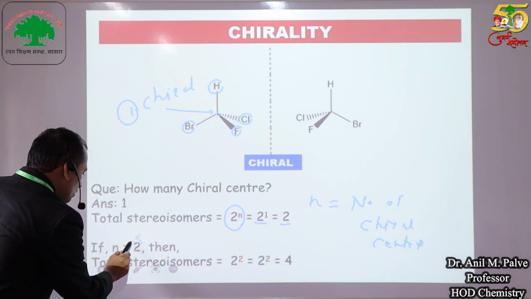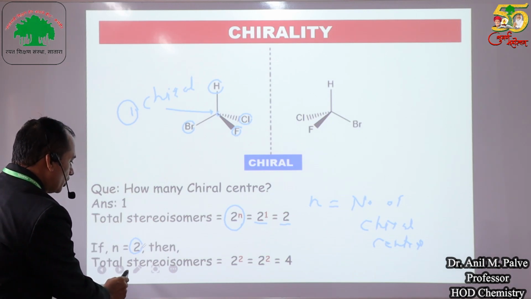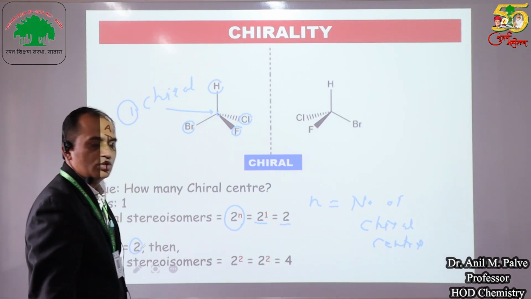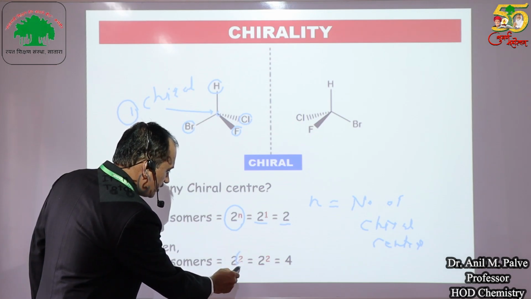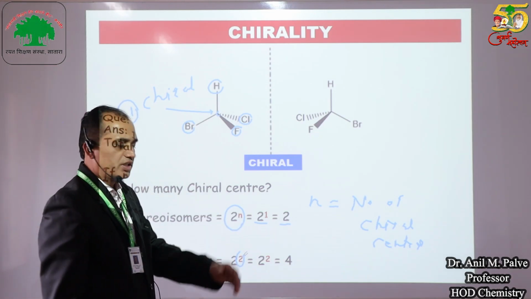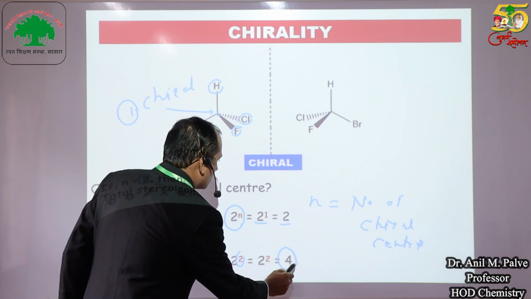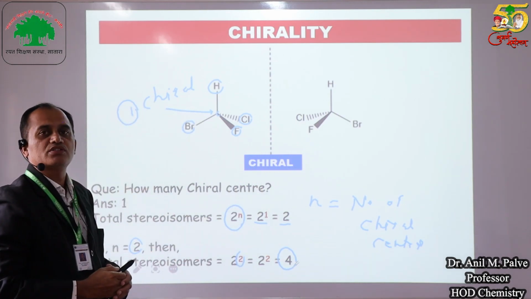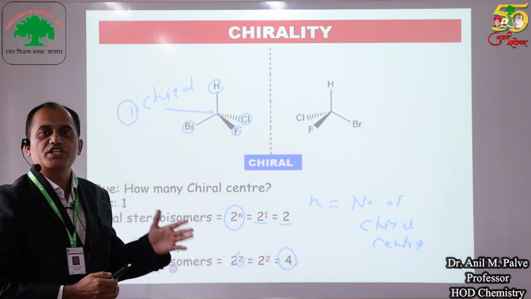If n is equal to 2, what happens? Then total stereoisomers is equal to 2 raised to n. n is 2. So 2 raised to 2 is nothing but 4. So in such type of compounds, we have 4 stereoisomers.